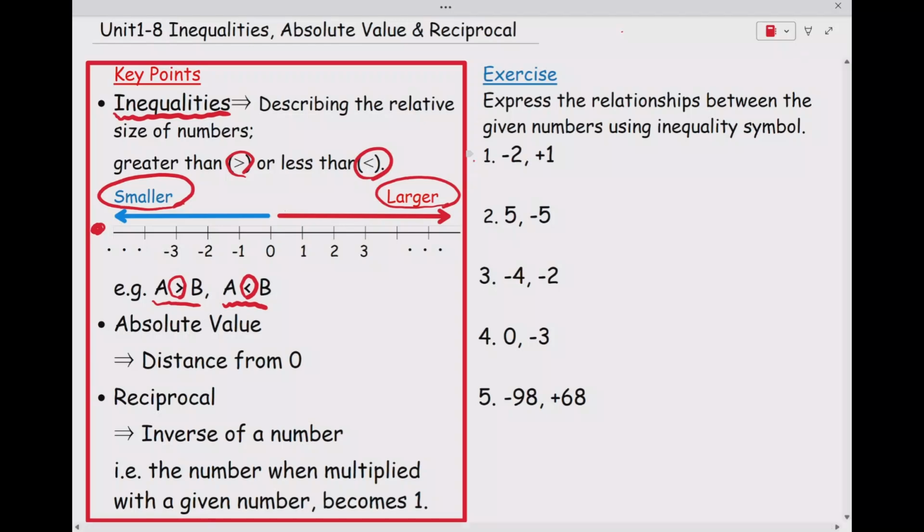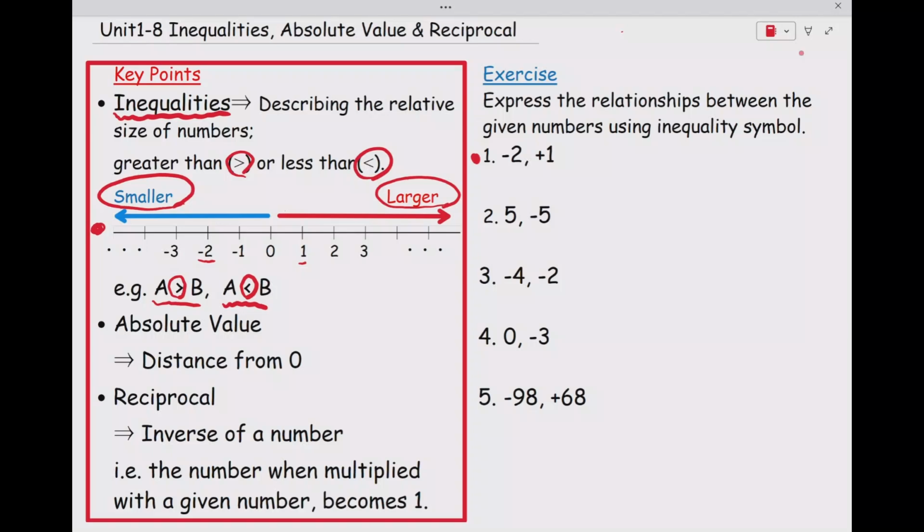Let's look at question number 1. Comparing -2 and +1. Which is greater? On the number line, the further to the right, the bigger it is. So, +1 is to the right of -2 on the number line. That means +1 is greater than -2.